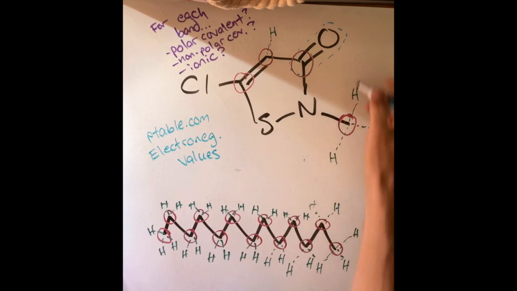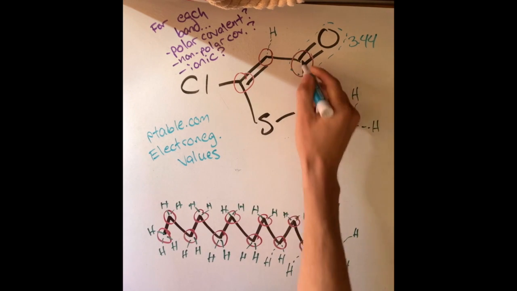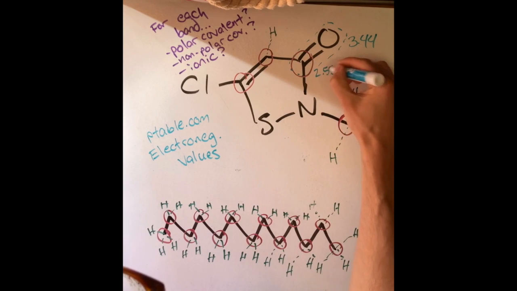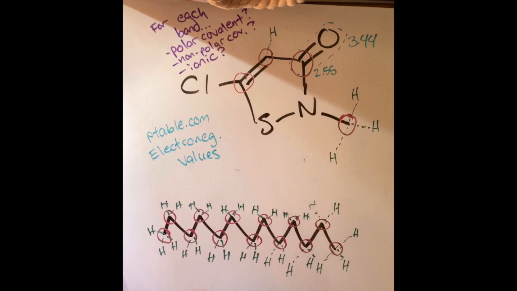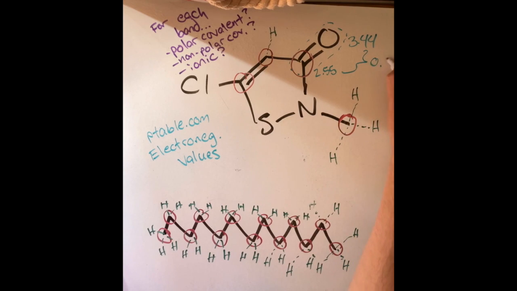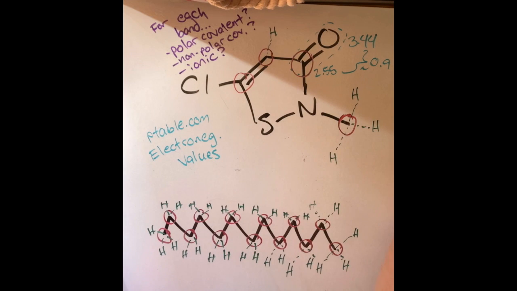When you do that, you'll see that oxygen has an electronegativity of roughly 3.44. And carbon has one of about 2.55. So this bond right here has a difference in electronegativity of this minus that, which is about 0.9. And that makes it a polar covalent bond.